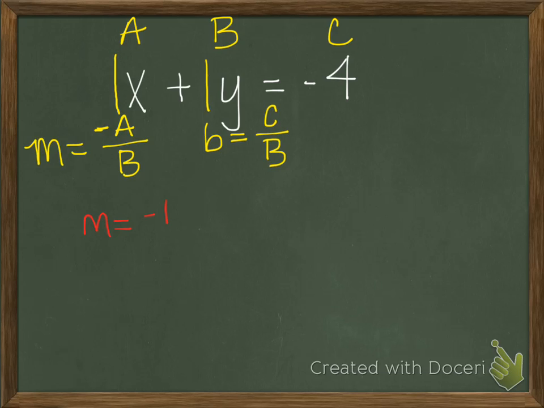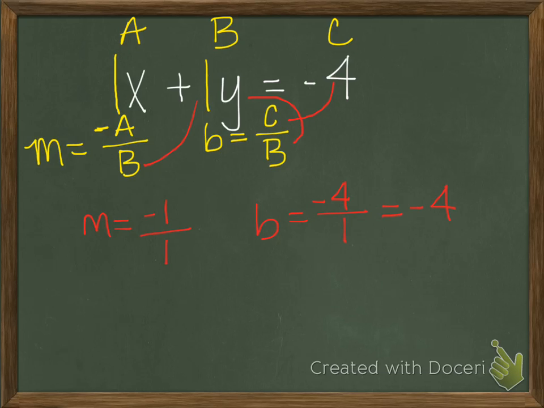And then I'm going to put my b here. So it's going to be 1. So my slope is going to be -1/1. Then for my y-intercept, I'm going to take my c and plug in, and then take my b and plug in. So I'm going to have a -4 divided by 1, which is just -4.